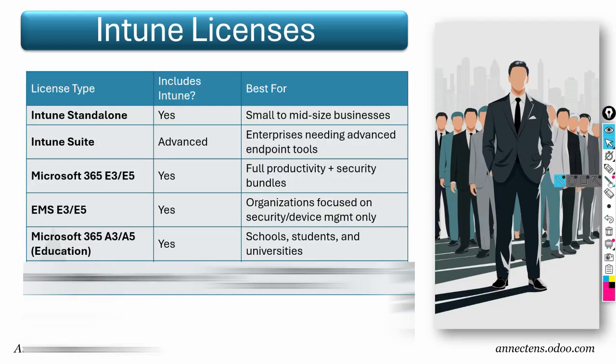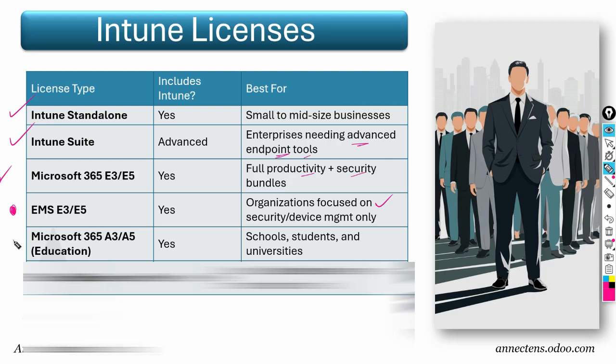Okay, so now let's talk about the licensing part. Intune has a license called Intune Standalone, which is more for small and mid-sized businesses. They are using it right now. There is Intune Suite, which is advanced and gives you advanced endpoint tools and analytics. Then Microsoft 365 E3 or E5, which is a full productivity and security bundle. EMS is what big organizations are using, more on the security and device management side.